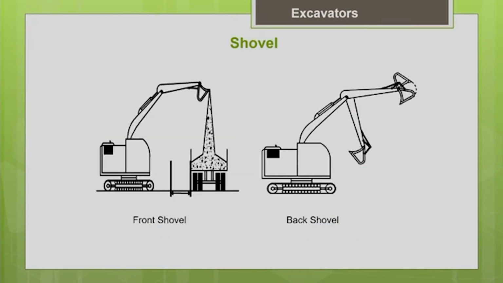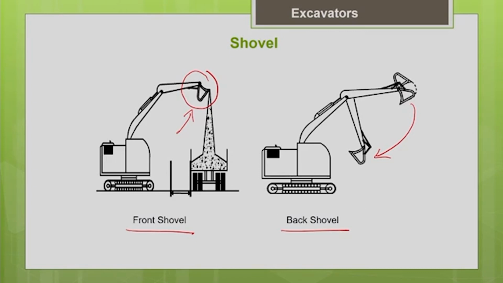Basically, shovels can be divided into two types based upon the digging motion of the bucket. In the first picture, you can see that the digging motion of the bucket is in an upward direction. That means the bucket is moving away from the machine. That is called a front shovel. In a backhoe or back shovel, the digging motion of the bucket is in a downward direction, that is, the bucket is moving towards the machine. That is called a back shovel or backhoe.